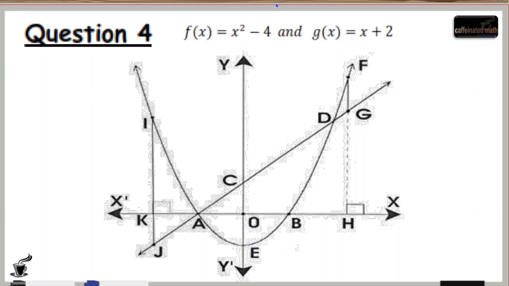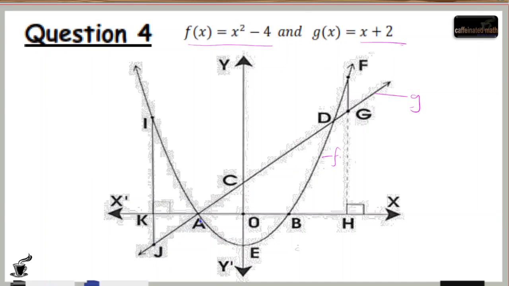You need a color that stands out against the white. So can I have my pen there, and we're back. So for this, we can see that f of x is our quadratic function or our parabola. So that's f, and this is obviously g, the straight line as defined by x plus 2.